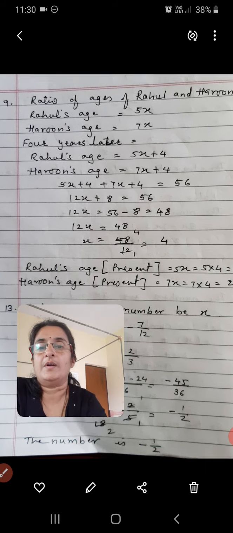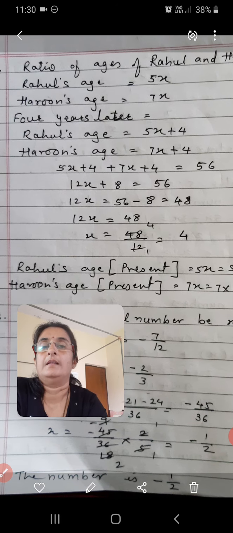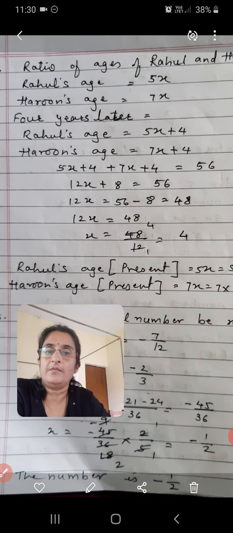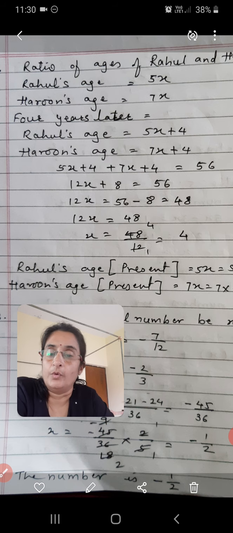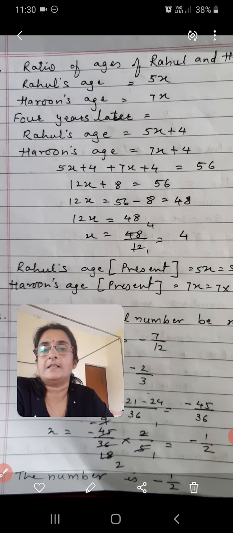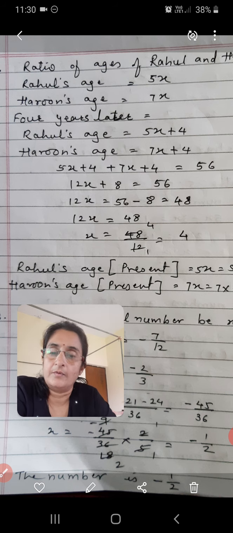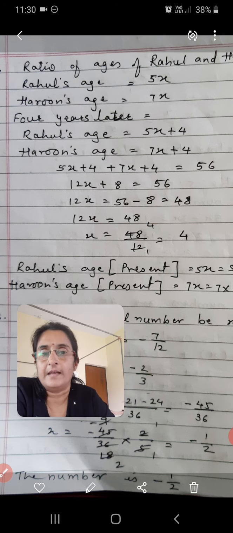Now there are two boys, one is Rahul and one is Harun. Their ratio of ages is given as 5:7. We don't know the ages, so we'll consider them as 5x and 7x. So Rahul's age is 5x, and Harun's age is 7x. These are their present ages. After 4 years, we have to add 4 to each of their ages. So Rahul's age will be, present age 5x plus 4 years. Next, Harun's age is 7x plus 4 years. So those are their ages after 4 years.